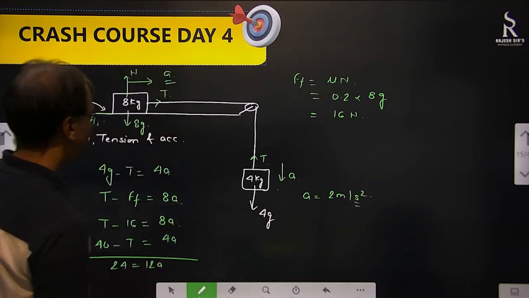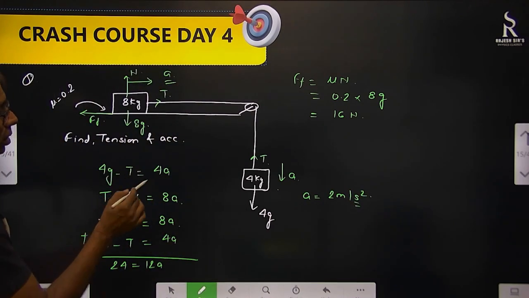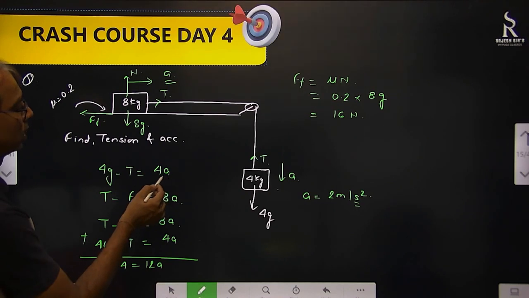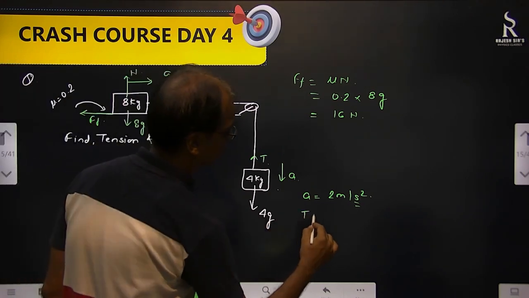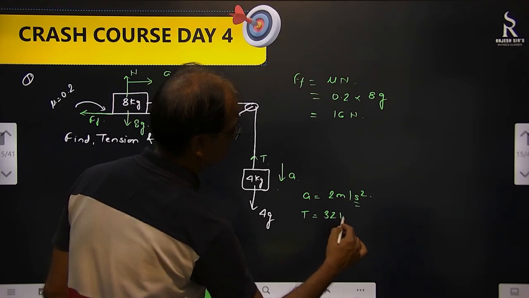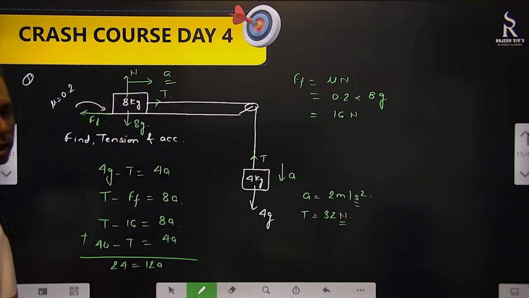So the acceleration we got, we will put it over here, 2. So this is 8. So 4g, that is 40, 40 minus 8, that is tension, equals 32 Newton. That's it. Simple type of questions. Okay, so this way we can do all the questions which are asked on friction. This is how we can solve questions on friction.